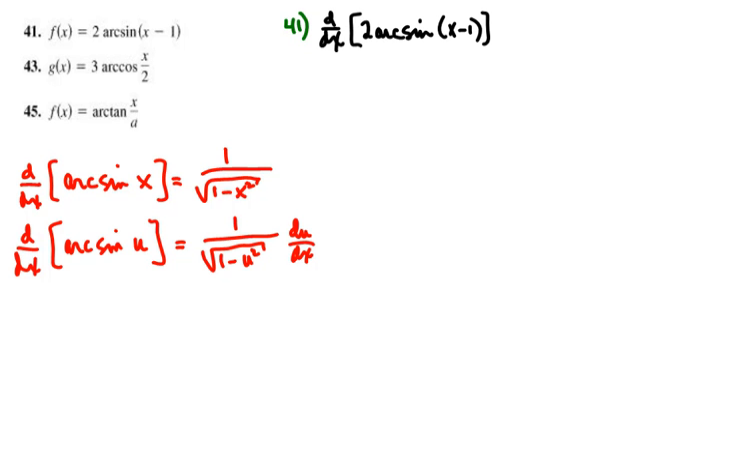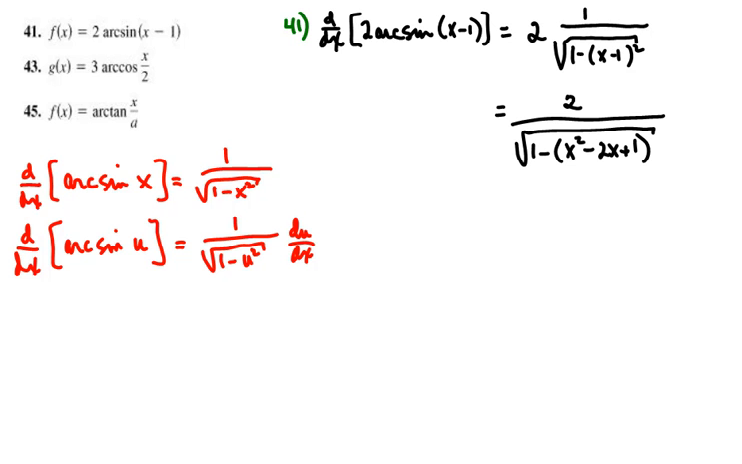So we start with the constant multiple, it's 2, and then it's going to be 1 over the square root of 1 minus u, which is x minus 1 squared, and then times the derivative of u with respect to x, and that's just 1. So all we really need to do with this is to simplify that radicand in the denominator there. And let's see what that might look like.